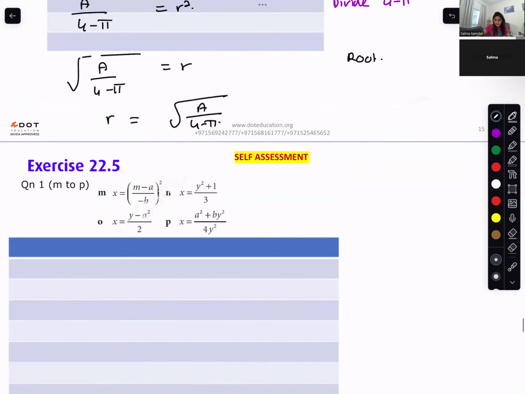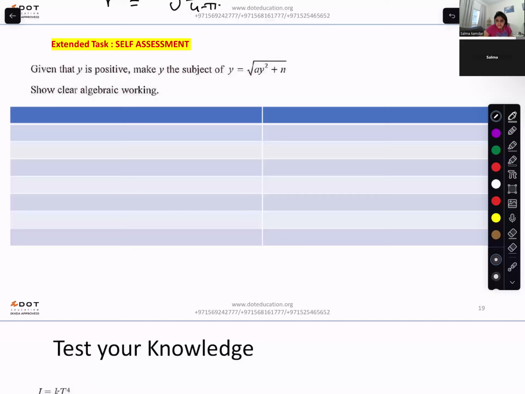Okay, now we'll go ahead with the remaining questions, which will be the past paper questions. And this is for someone who has to use their brains. Try this question, read the question, and it says show clear algebraic working. Y is positive, make y the subject.